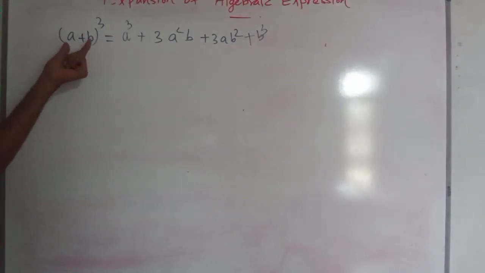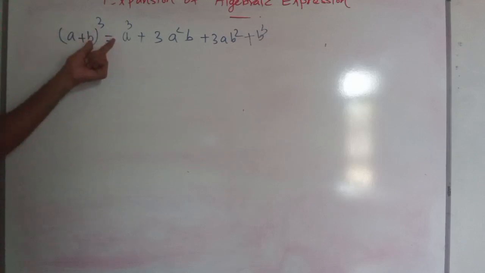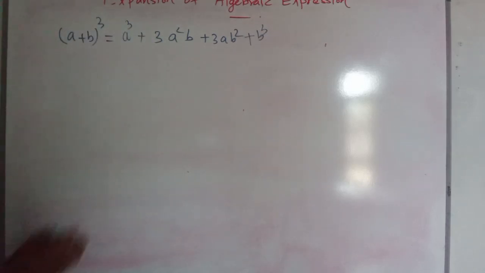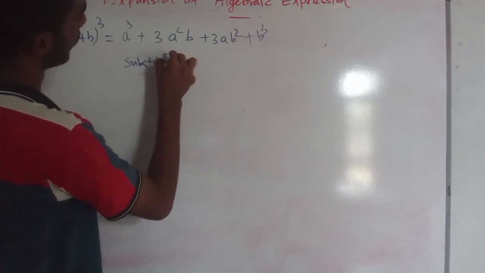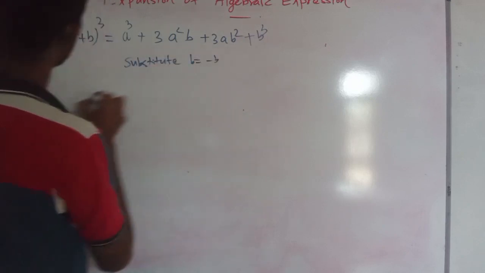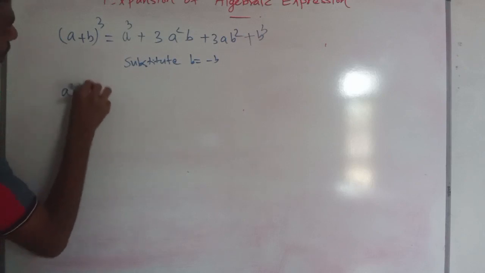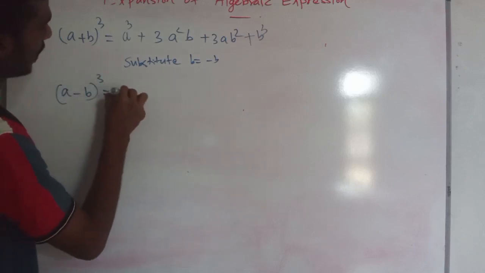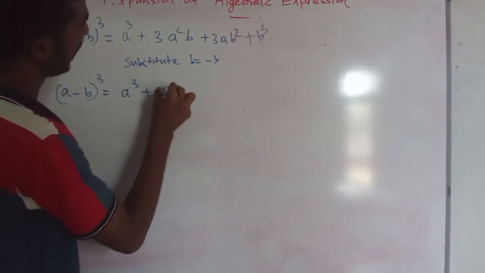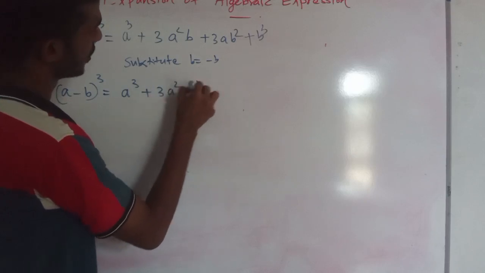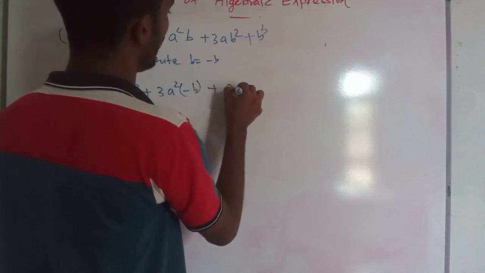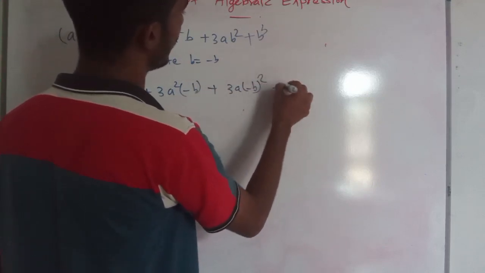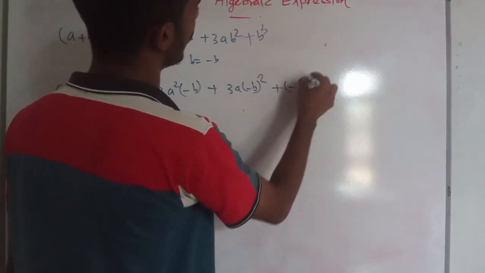Now if I want to make this A minus B, I just want to substitute B is equal to minus B. Now substitute B is equal to minus B. So what will I get? (A minus B) whole cube is equal to A cube plus 3A squared (minus B). So here we have B, but I have to put minus B, plus 3A (minus B) whole square, plus (minus B) whole cube.